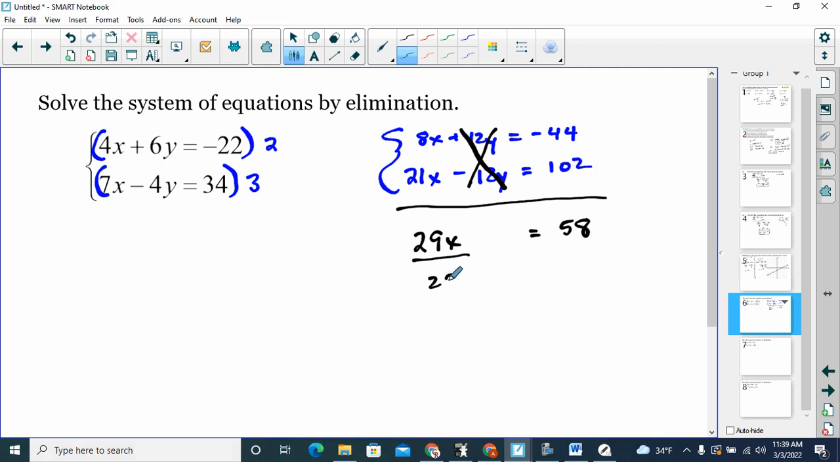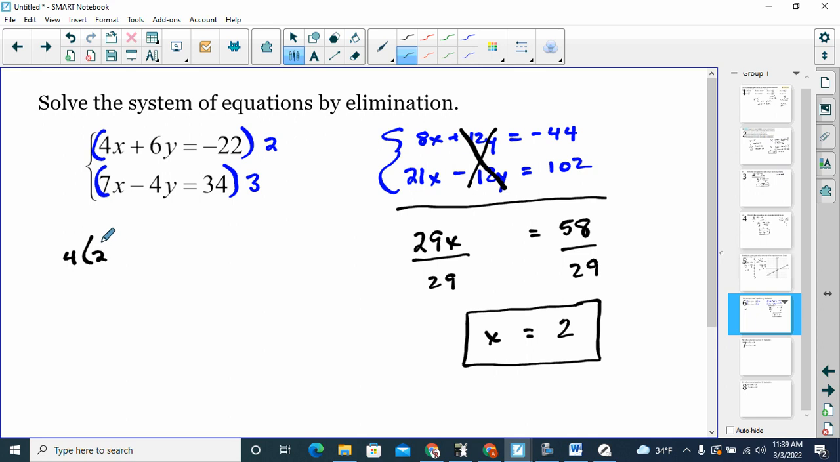Divide both sides by 29. Gives me x equals 2. Once I have x equals 2, I can go back to any of my original equations. You could go to these if you wanted. I would go back to one of the equations that's given. I'm going to choose the first one, and we're plugging 2 in for our x. So I have 4 times 2 plus 6y equals negative 22. 4 times 2 gives me 8, plus 6y equals negative 22.